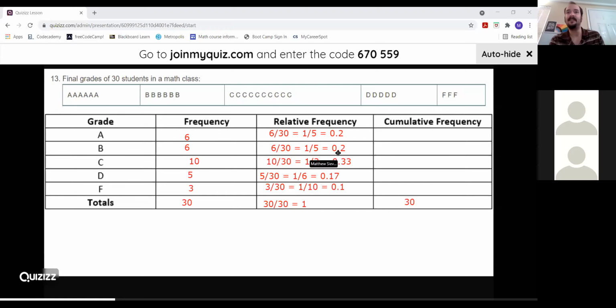I should get 1. 30 out of 30 is 1, 30 divided by 30. Or I could add up these. So if I add up 0.2, 0.2, 0.33, 0.17, and 0.1, does that add up to 1?